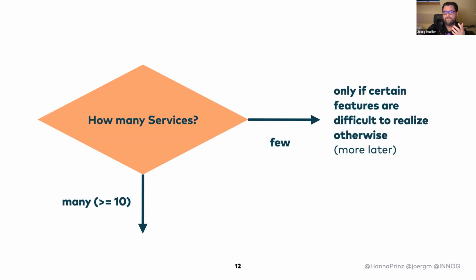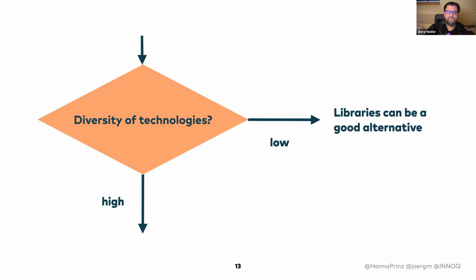If there are, for instance, certain features, I will come to that later, that you need to implement where a service mesh can provide those features very easily, and other ways would just be more complicated. The next thing is ask yourself about what diversity of technology do I use in my services?